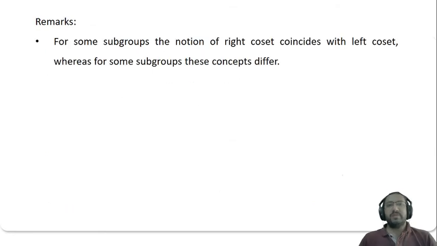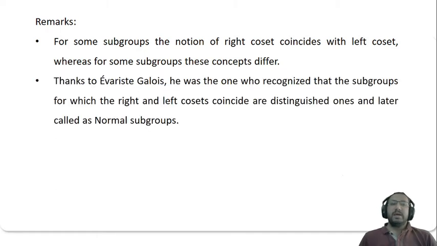So, what you observe here is, for some subgroups, the notion of right coset coincides with left coset, whereas for some subgroups, these concepts may differ. Thanks to Galois, as I said already, he was the one who recognized that the subgroups for which the right and left cosets coincide are distinguished ones, and they were later called normal subgroups.